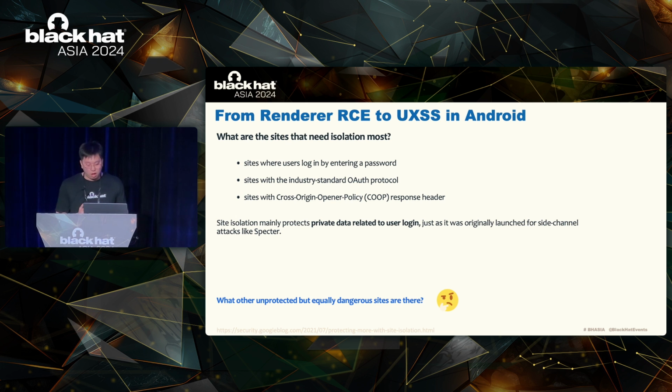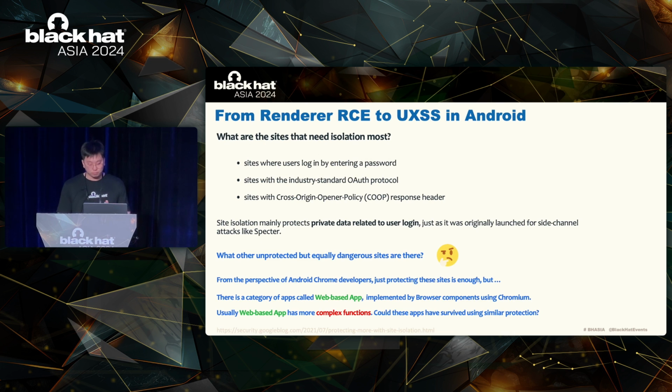Since that, what other unprotected but equally dangerous sites are there? From the perspective of Android Chrome developers, just protecting those sites is enough, but there is a category of apps called web-based apps, implemented by browser components using Chrome. Usually, web-based apps have more complex functions. Could those apps survive under this attack using similar protection? Okay, this is another question.